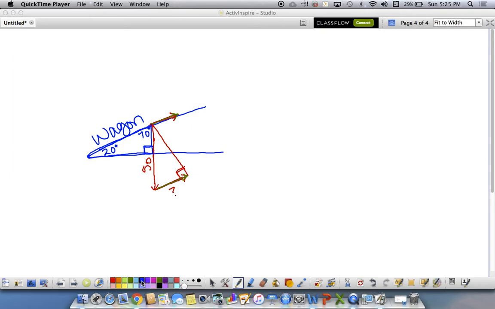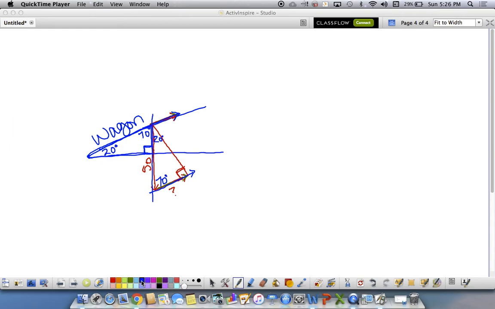I know alternate interior angles have to be the same, right? So that has to be 70 degrees if I have two parallel lines. See those parallel lines cut by a transversal, alternate interior angles are congruent. Things that you can't forget. So if this is 70 degrees, what does this angle up here mean? It has to be 20 degrees.